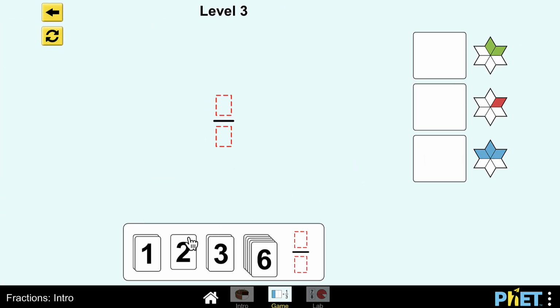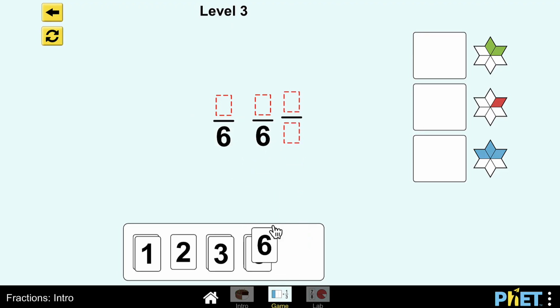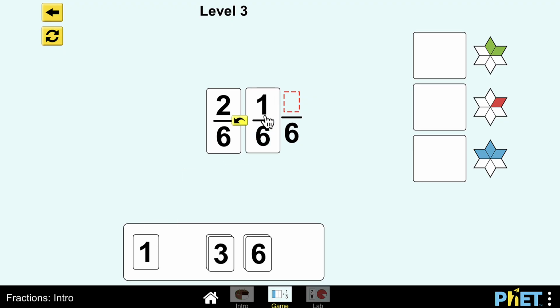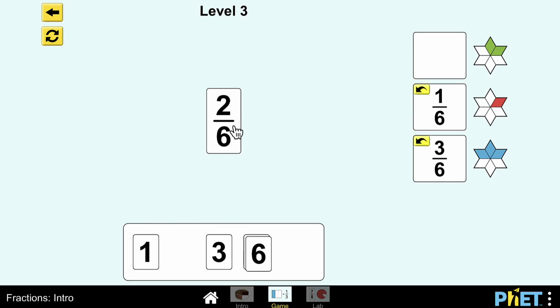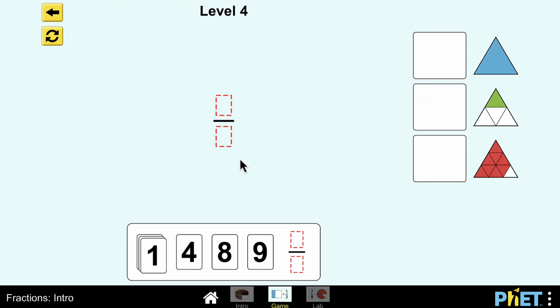In the first one, we have, let me put all of them first. Over 6, over 6, over 6. The first one is 2/6. The next one is 1/6. And the last one is 1/2 or 3/6. And that's it. Level 4.